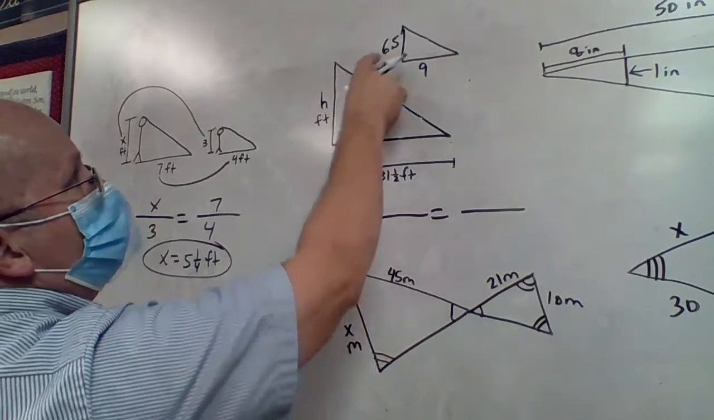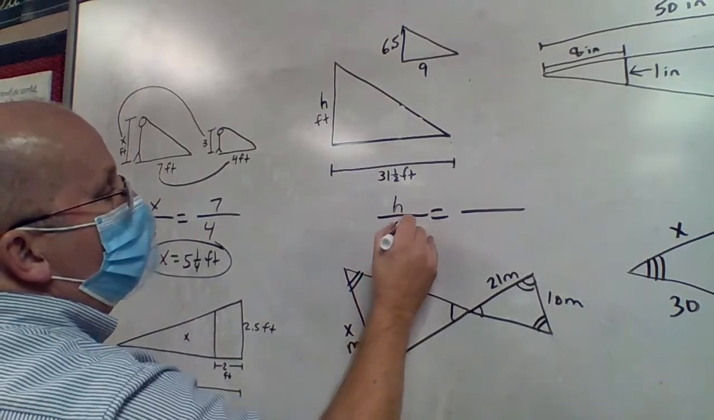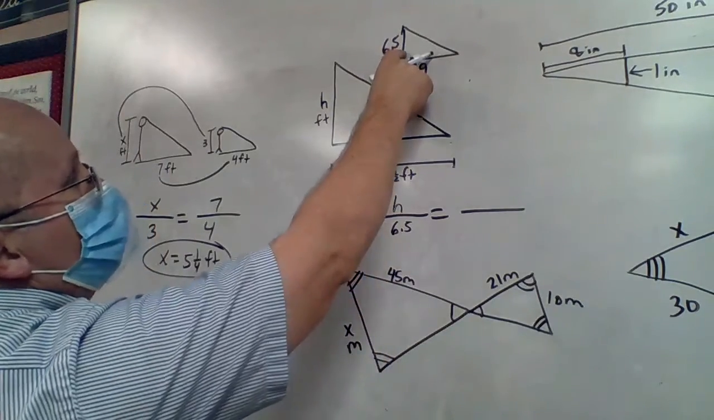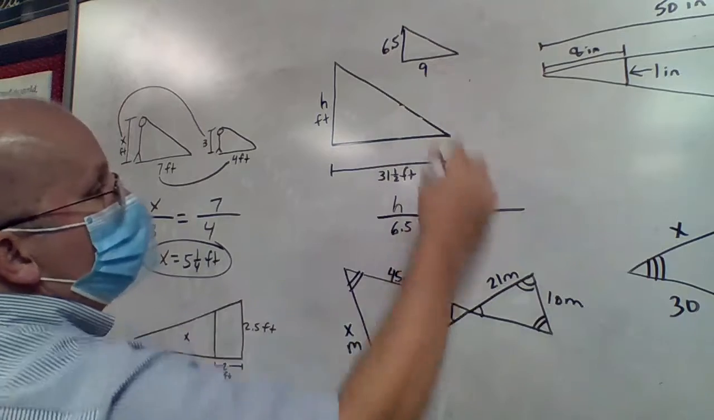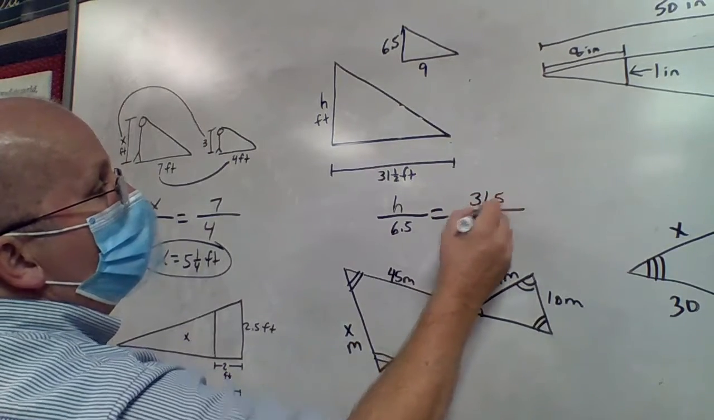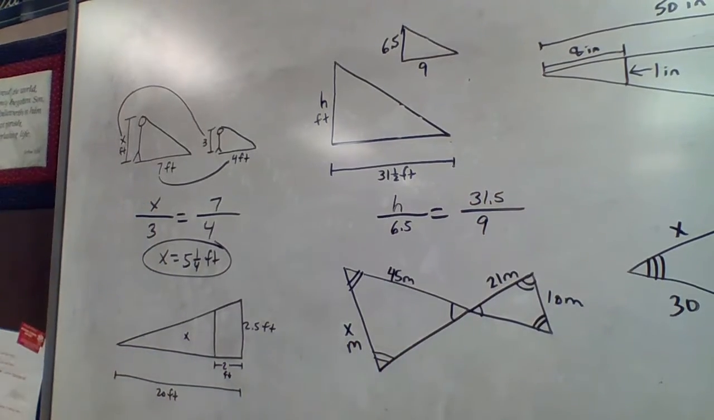How about h is to 6.5, h, big triangle to little triangle, big triangle to little triangle. So I'm going to go 31.5 over 9.